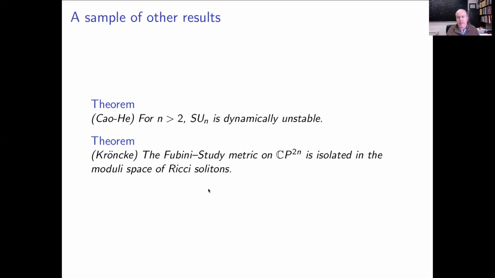If I have a little time in the last talk, I maybe will just connect this. One of the nice things about our approach, I believe, is that we can connect together various different results in the literature in a nice coherent framework. So for example, we can reprove the result of Cao and Hamilton and Ilmanen that SU(N) is unstable under Ricci flow under our framework. Another example is that the Fubini-Study metric is isolated. You can study the moduli space of Ricci solitons, and we can show that this is isolated. This is a theorem due to Kröncke, but we can show it in our framework as well.